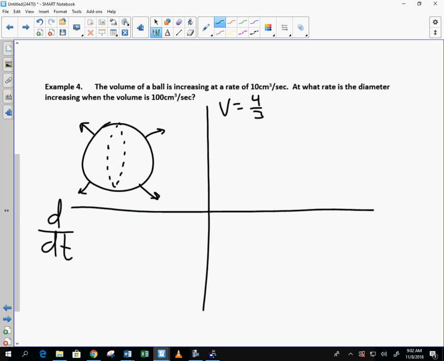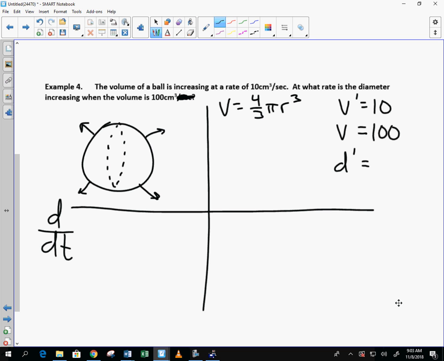Good. 4 over 3 pi r cubed. That's the volume of a sphere. What are some of the things we know? Okay, I'm sorry. Yeah, that's a mislabel there. But yes, so V prime is what? 10. And we know the current volume is 100. What's our unknown? D prime.